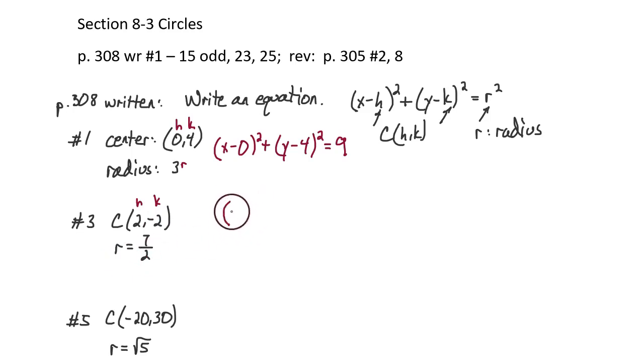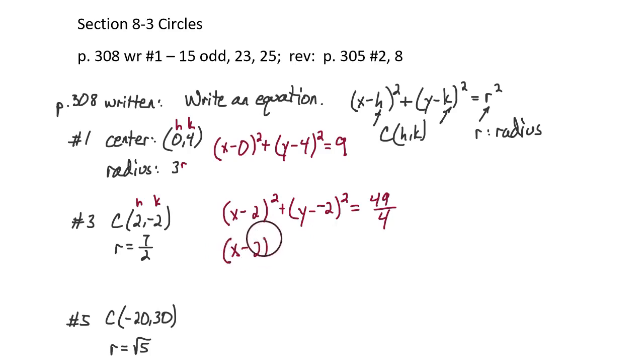So following our pattern, x minus 2 squared, and then in the next set of parentheses, y minus negative 2 squared. That's equal to r squared. So that's 49 over 4. Now it's normal to simplify a minus negative right here, this part here. So technically you should rewrite it x minus 2 squared plus y plus 2 squared equals 49 over 4.